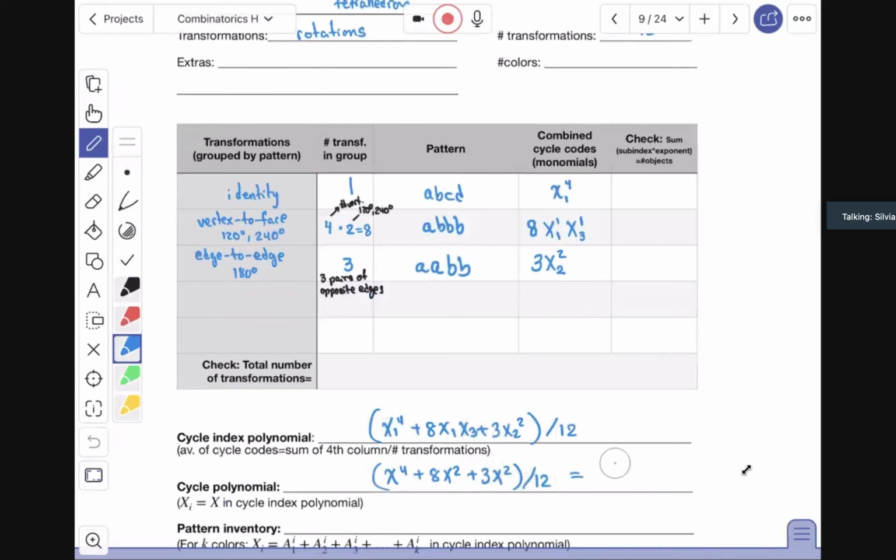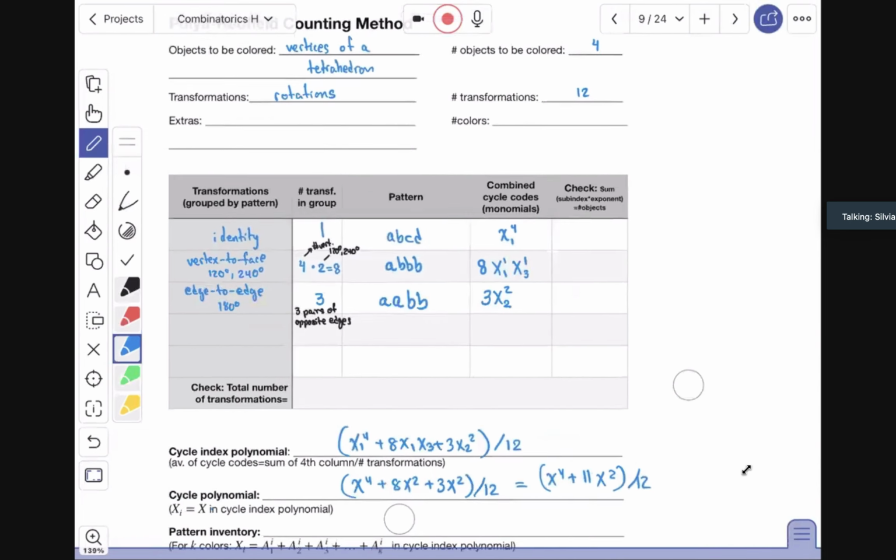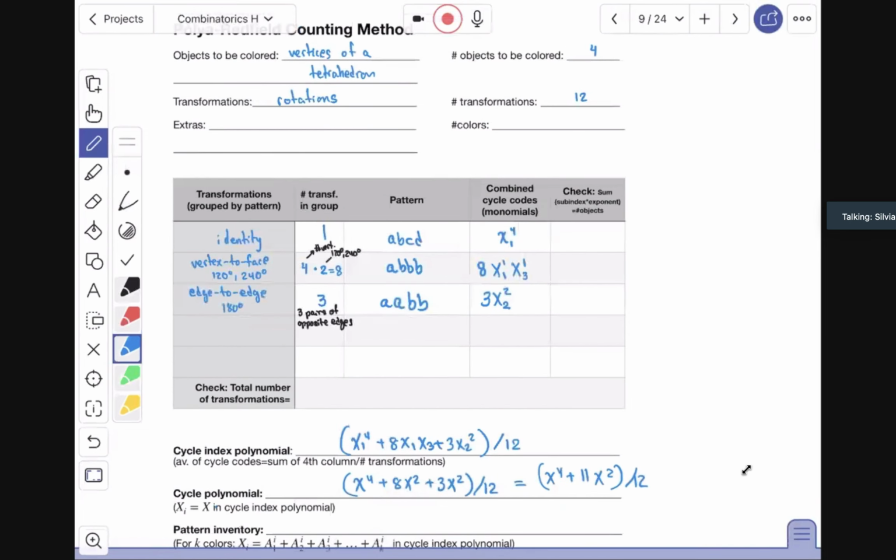And so this one is just x to the 4 plus 11x squared over 12. So if I give you some number of colors, maybe 3 is too many, 2 colors. In how many ways can I color the vertices of the tetrahedron using 2 colors if rotations of the tetrahedron of the same coloring are considered the same, right? I just substitute 2 here.